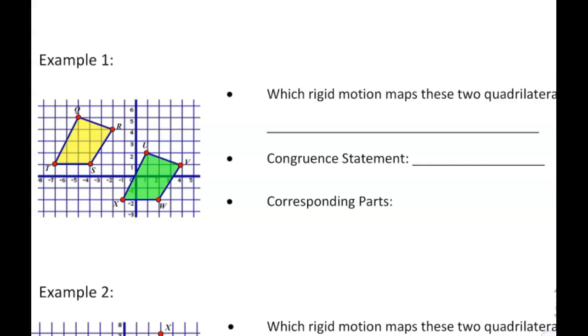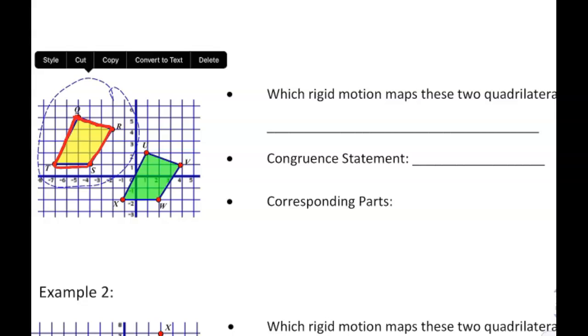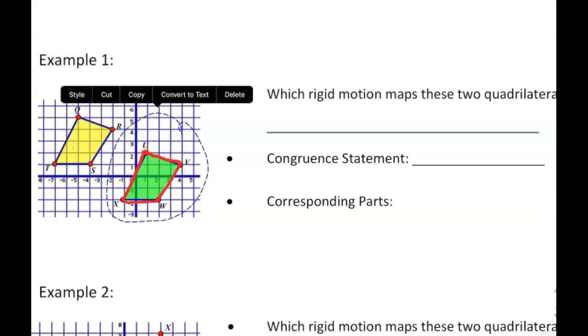All right, what rigid motion would map the yellow one onto the green one? If I was going to, let's say, use patty paper or tracing paper, or just visualize this, how could I get this one onto this one? What rigid motion was that? All I did was slide it, right? I didn't do any turning, I didn't do any rotating, I didn't do any dilating, which isn't a rigid motion anyway. I didn't do any reflecting. All I did was slide it over.